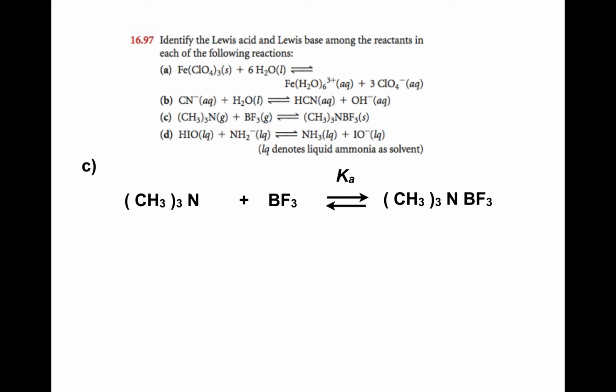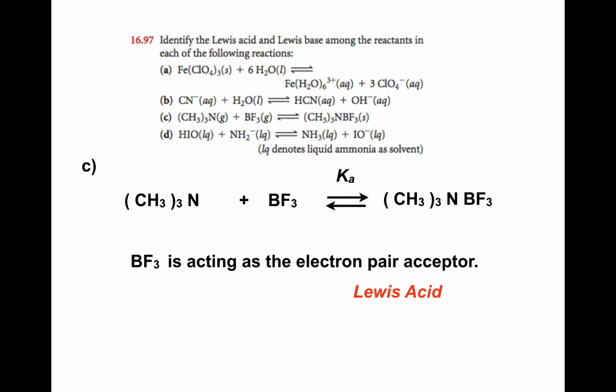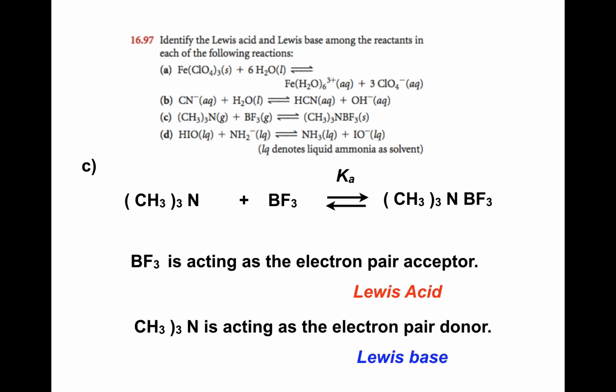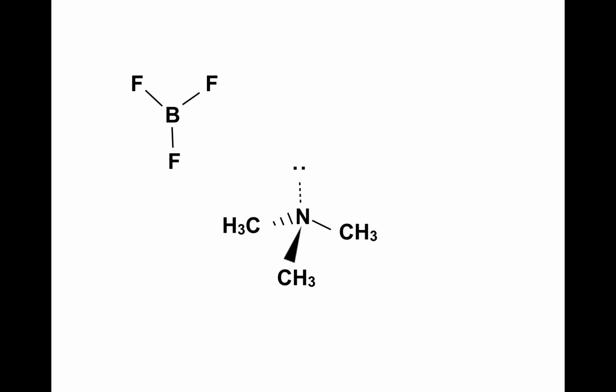If I'm looking at this, the nitrogen has an electron pair to donate to the boron in boron trifluoride. So boron trifluoride is acting as the electron pair acceptor, the Lewis acid, and the nitrogen, in this molecule with three methyl groups attached, I forget what the name is, acts as the Lewis base. So that's what it looks like. That electron pair on this molecule is being donated to form a bond with the boron.